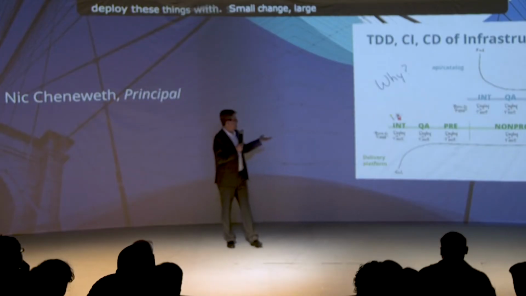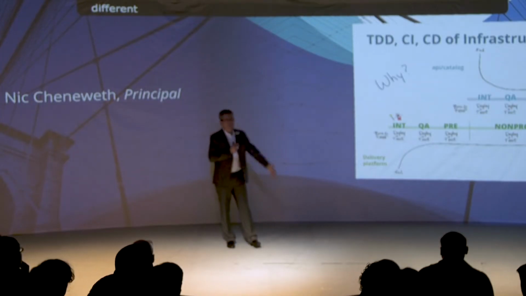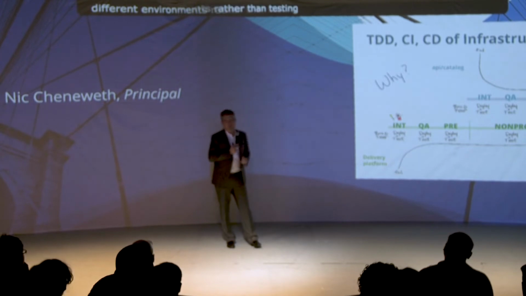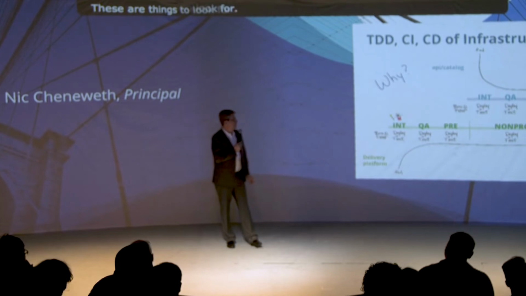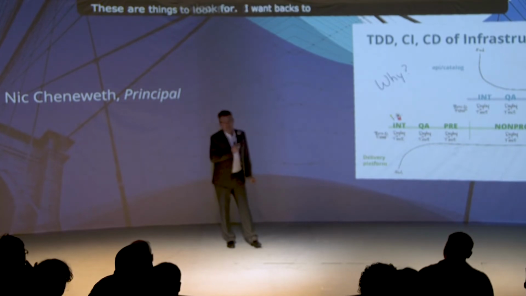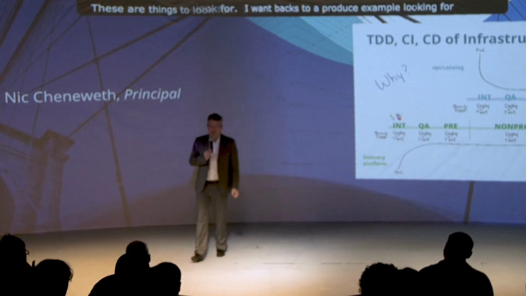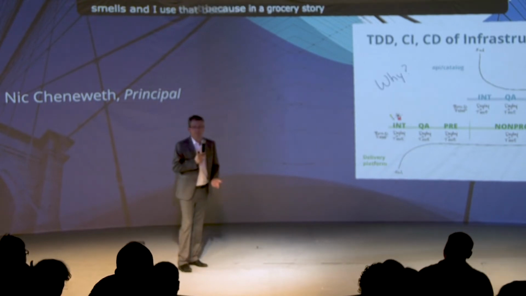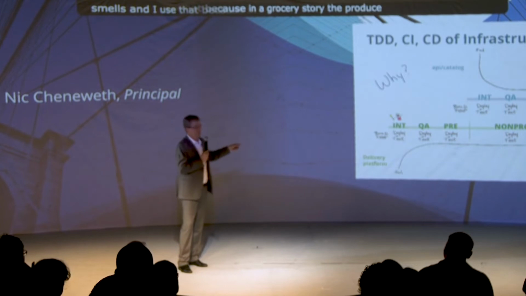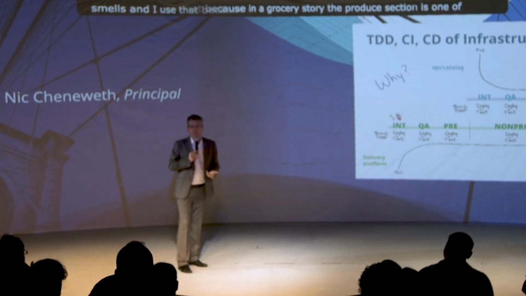Testing different things in different environments rather than testing comprehensively in each environment. These are things to look for. Why did I go back to a produce example for looking for these smells? I use that because in a grocery store, the produce section is one of the shortest shelf life things in the grocery store. And that's the difference between infrastructure code, let's say, and application code.